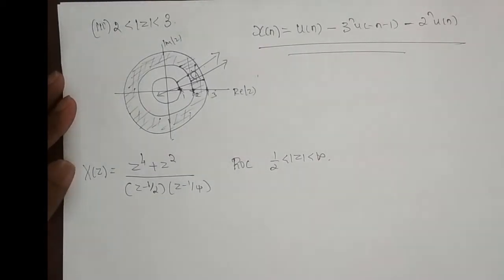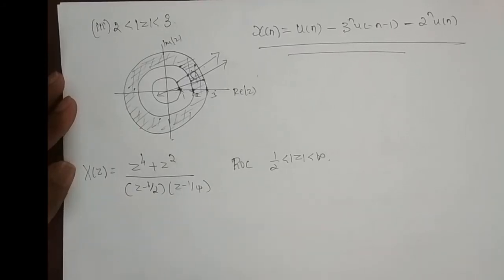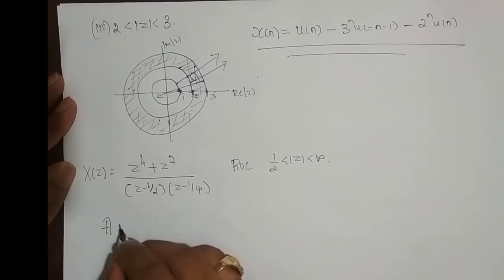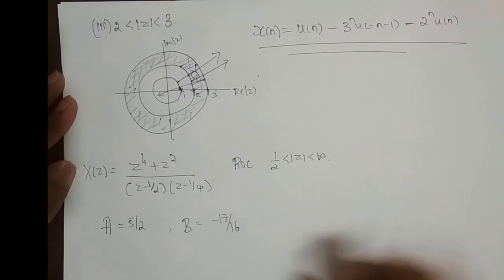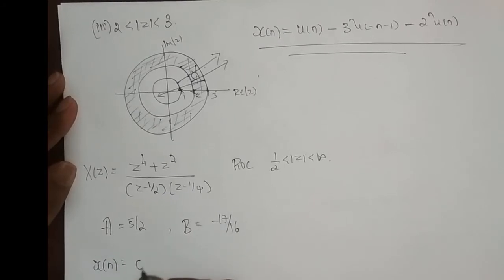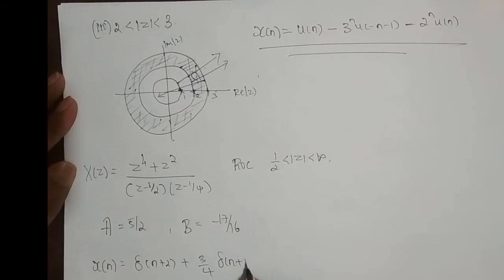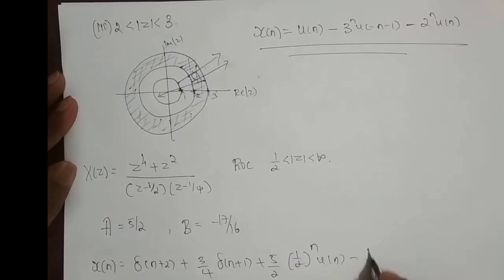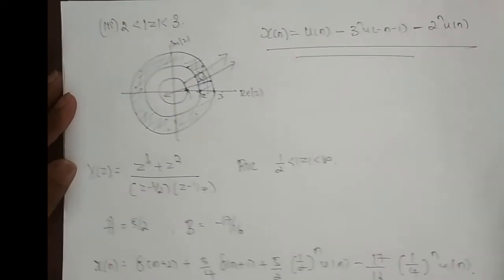Okay, I will give you intermediate results. You just cross check it. The value of A, what I get, is 5 by 2. The value of B, what I get, is minus 17 by 16. And the inverse transform x of n, what we get, is delta of n plus 2, plus 3 by 4 into delta of n plus 1, plus 5 by 2 into 1 by 2 power n u of n, minus 17 by 16 into 1 by 4 power n u of n. So this is the solution. Okay, you try.